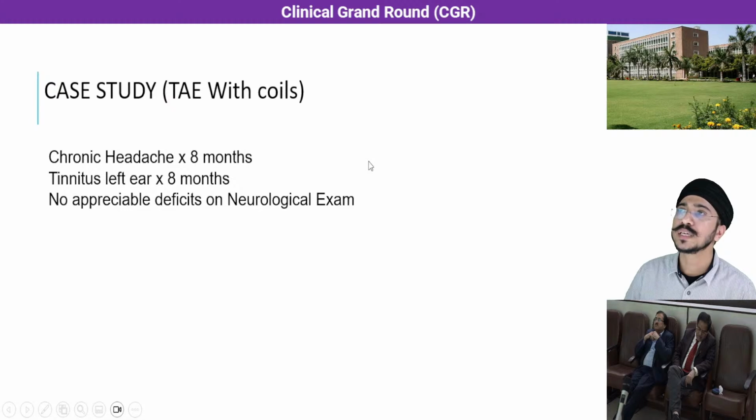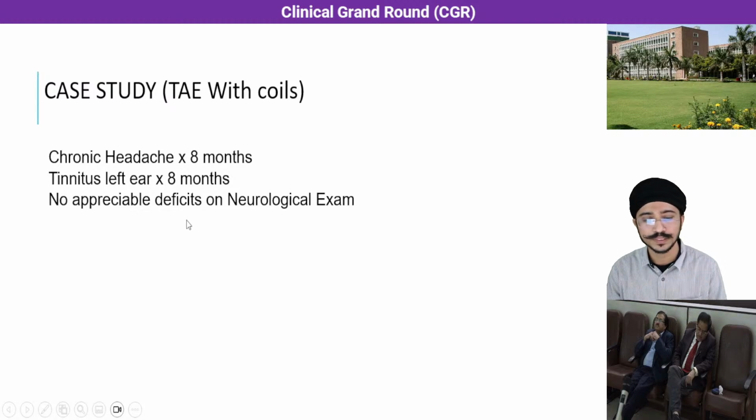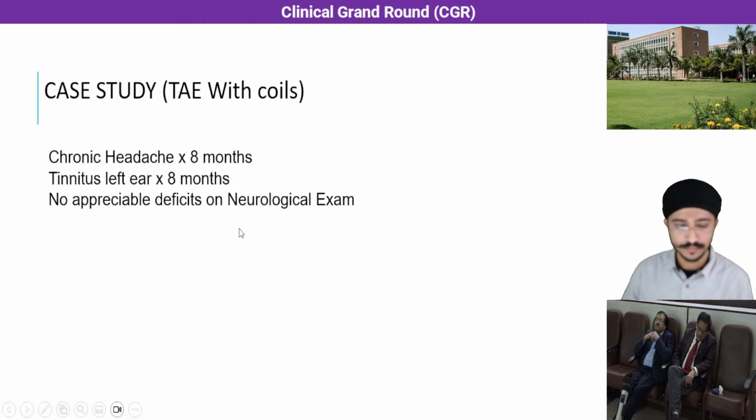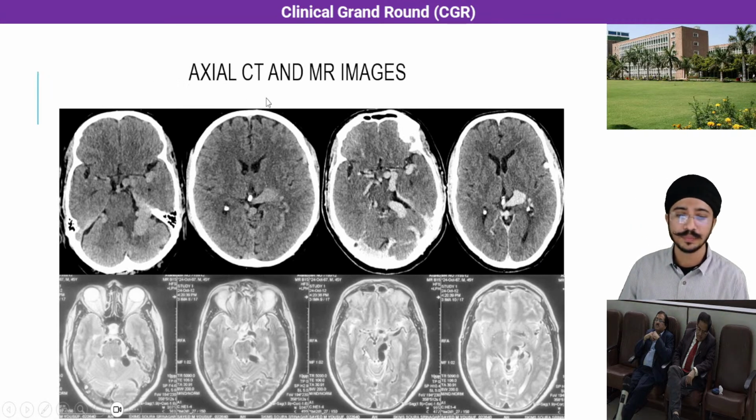This is one of the cases from our department which we did with coils. The patient presented to us with chronic headache for 8 months and tinnitus in the left ear for 8 months. There were no appreciable deficits on neurological exam. These are representative axial CT and MR images.